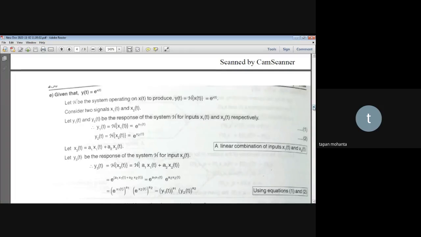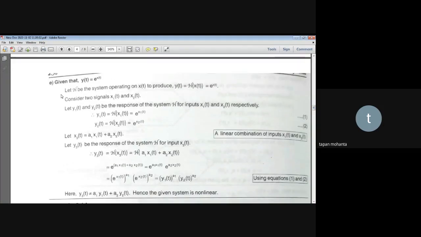Now, this is the last example of the linear or nonlinear system. So the first one is y of t equal to e to the power x of t. Here similarly we can take the individual responses: y1 of t is equal to h of x1 of t, that equals e to the power x1 of t, because we are finding the output signal. Similarly, y2 of t is equal to h of x2 of t, e to the power x2 of t. So now these are the individual responses.